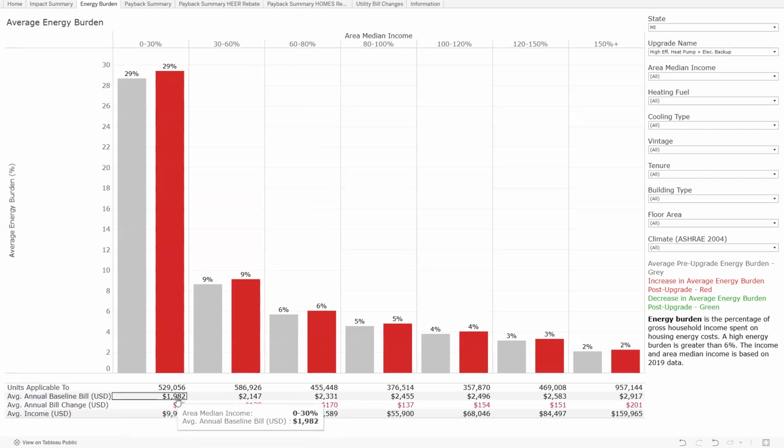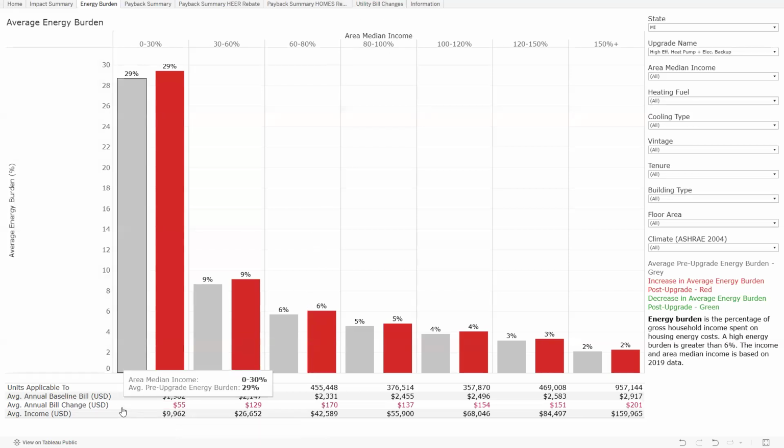The baseline energy bill across the year, and then the bill change. So in this case, you're going to see an average bill change of $55. So you're going to see an increase in that bill. And then the average income of that bin as well. So you get an understanding of where those bins are located.